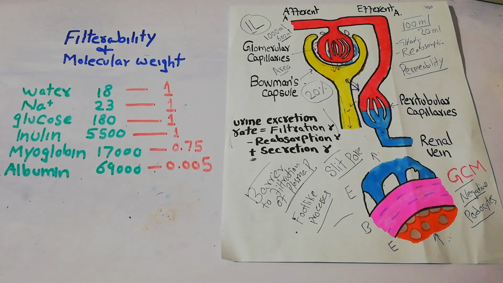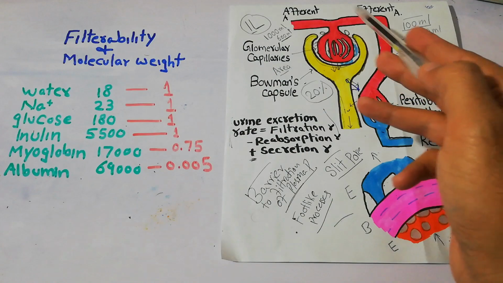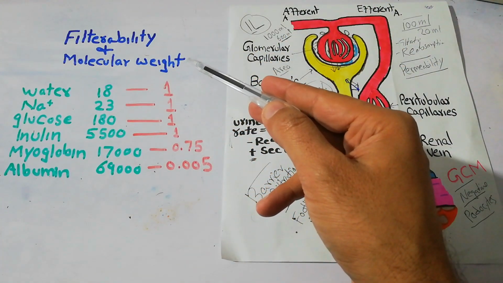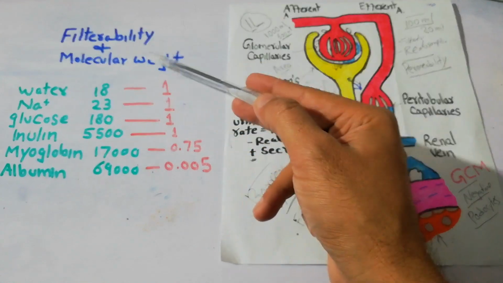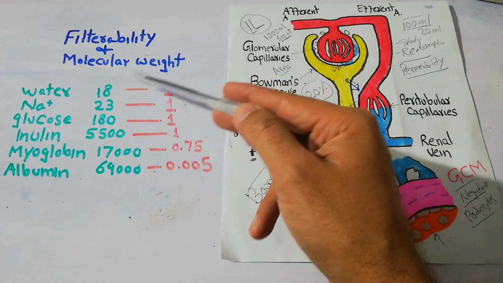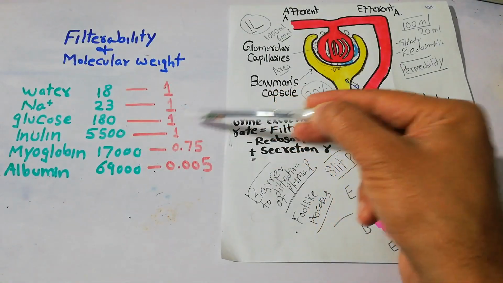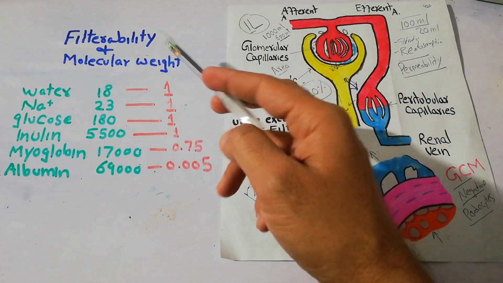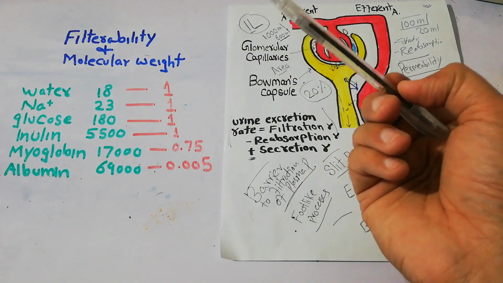Today in this lecture, we are going to talk about filterability of different substances at the glomerulus and the relationship of filterability with molecular weight of different substances. Normally, the filterability of different substances is inversely related to their molecular weight. As the molecular weight keeps on increasing, the filterability of substances at the glomerulus keeps on decreasing. Basically, filterability is important in urine formation and especially in the filtration.